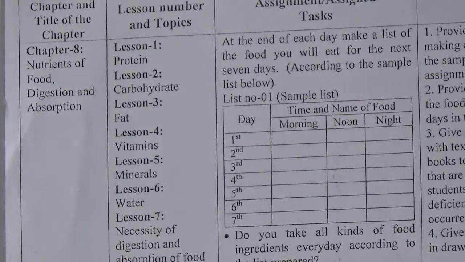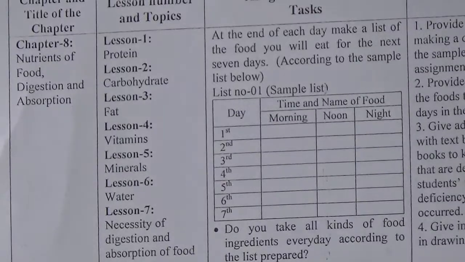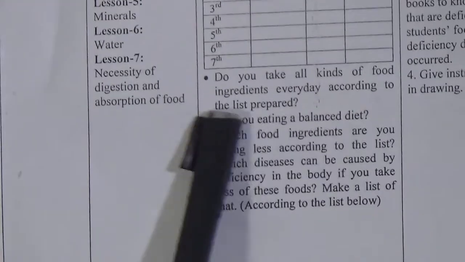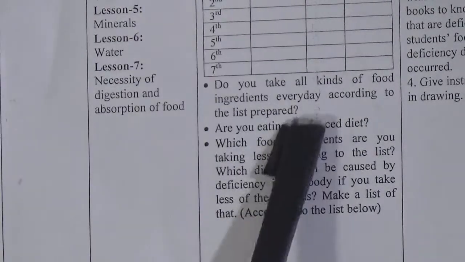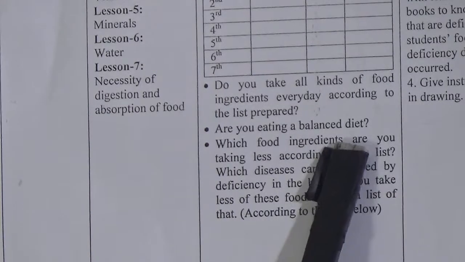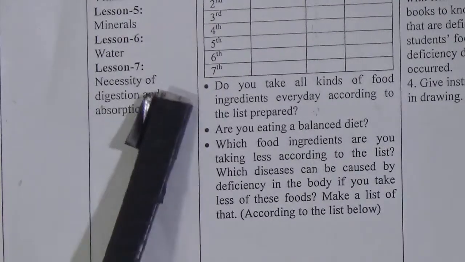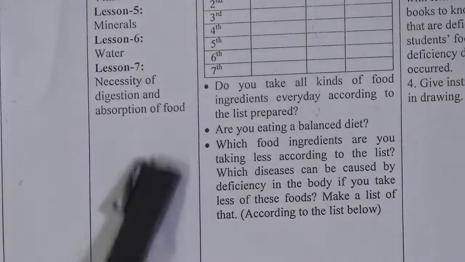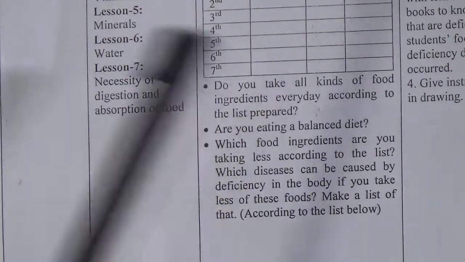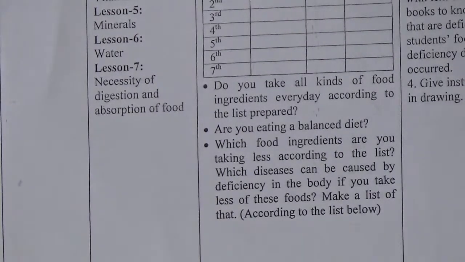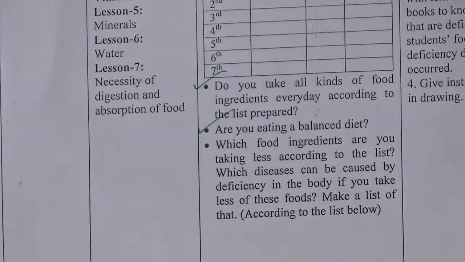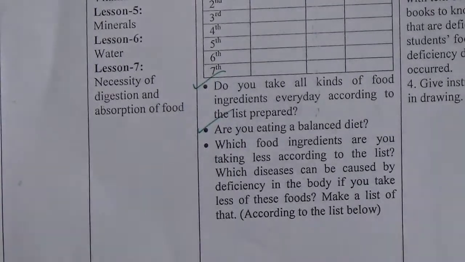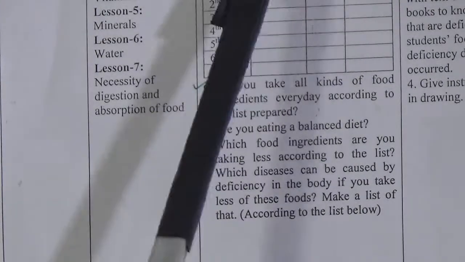Okay, and there are just 2 questions based on this list. Do you take all kinds of food ingredients every day according to this list prepared? This is the first question. And then, are you eating a balanced diet? Just students, look, these first 2 questions are based on the first list. I'm repeating, these 2 questions are based on the first list.